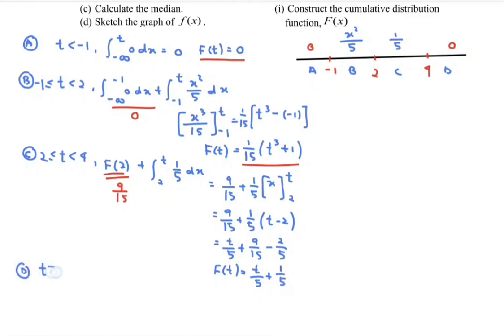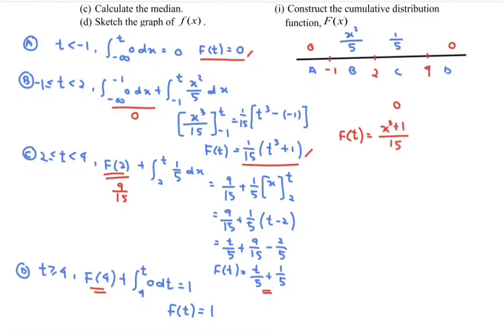Finally, part D. The domain will be t greater than or equal to 4. So here we have F(4) plus the integral from 4 to t of the function 0 dt. Again, if we substitute 4 into this part, we notice that we will have 1. So F(t) will be equal to 1. As a conclusion, F(t) will be equal to 0, then continue, we have x to the power of 3 plus 1 over 15, then x plus 1 over 5, and then finally we have 1. So that will be the CDF.